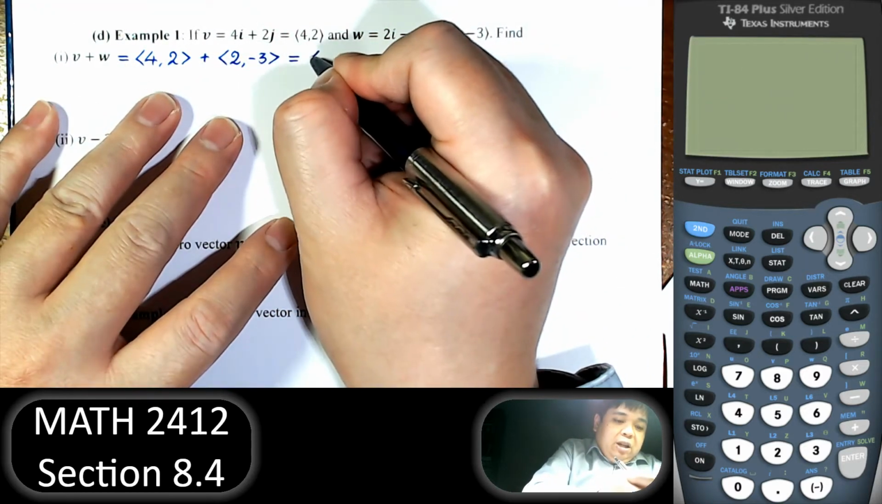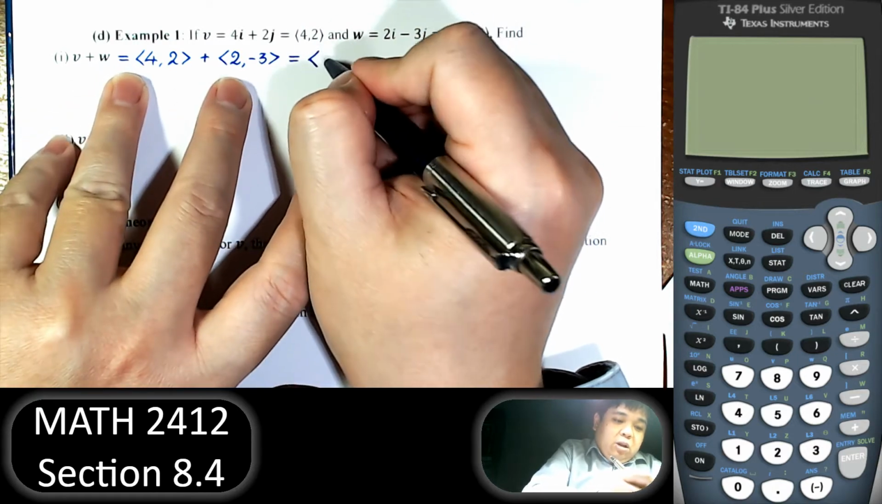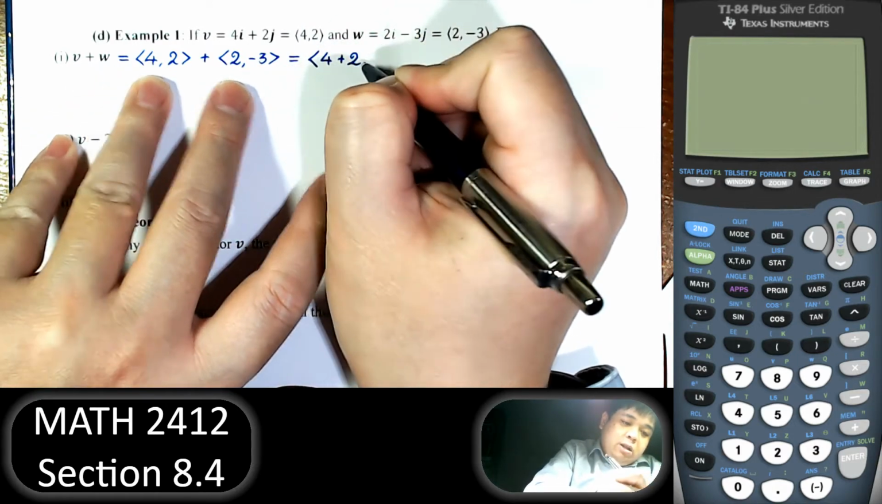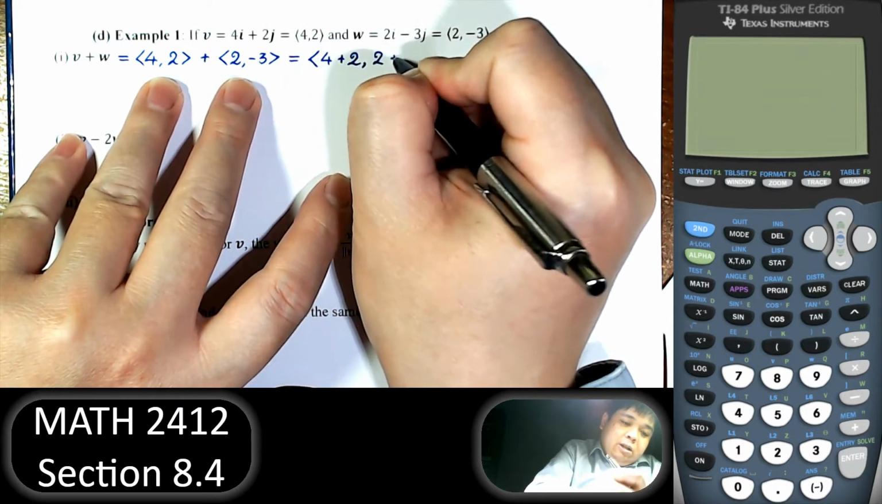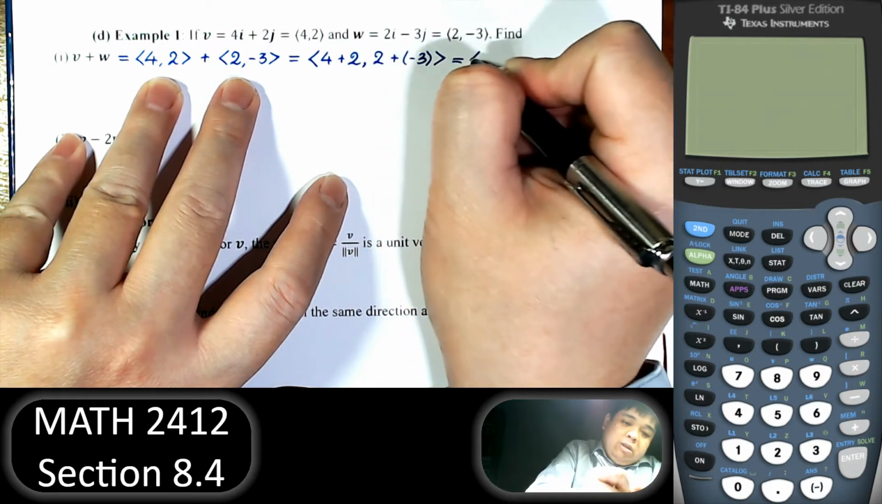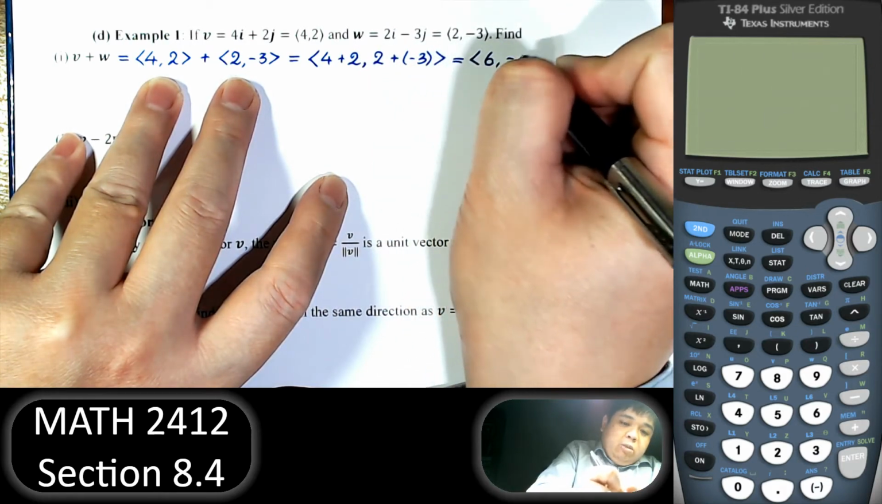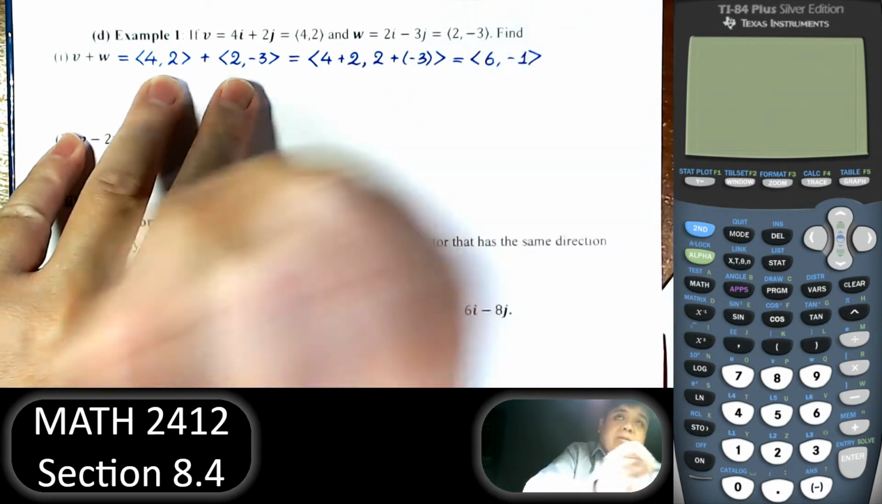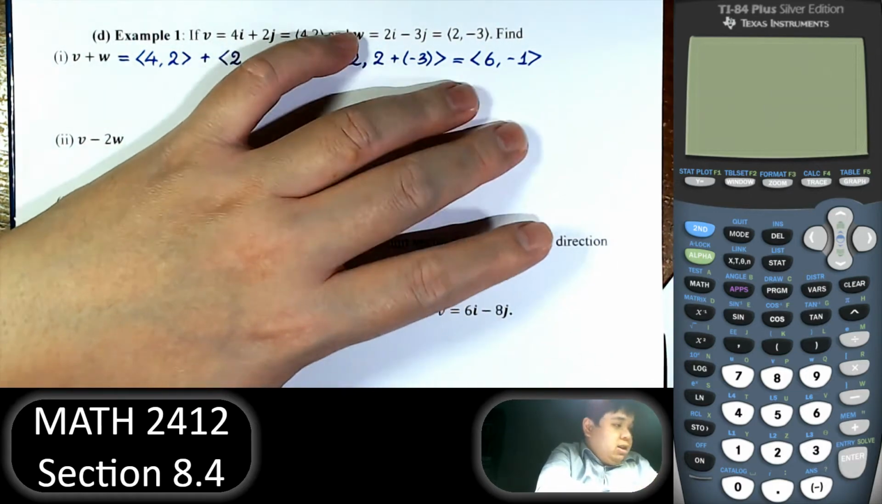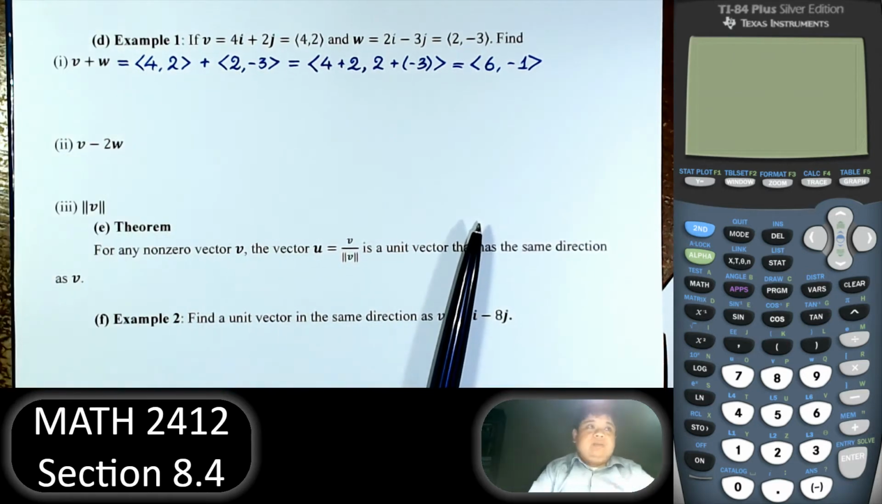So by definition, when we add them, we just add the components. First with the first, second with the second. So we have 6 and negative 1. Like I said, I prefer to write vectors in that notation.